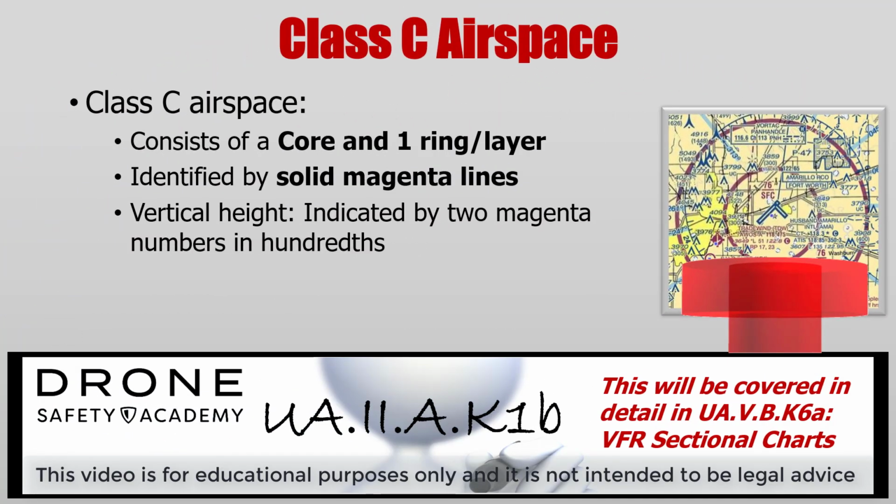A Class C airspace consists of a core and a single shelf, ring, or layer, which is identified by solid magenta lines. The vertical height is indicated by two magenta numbers in hundreds, and we'll see that in a moment.